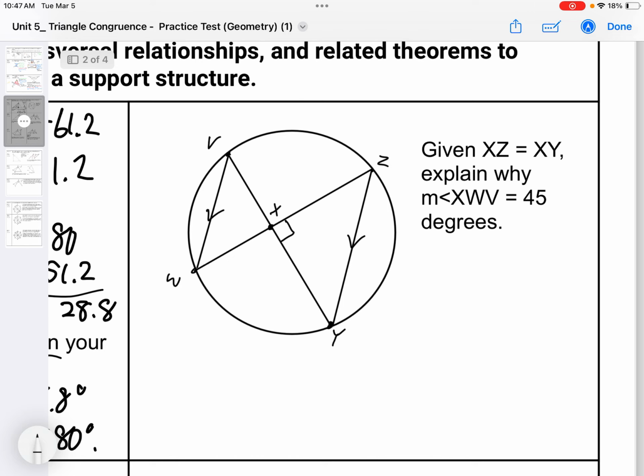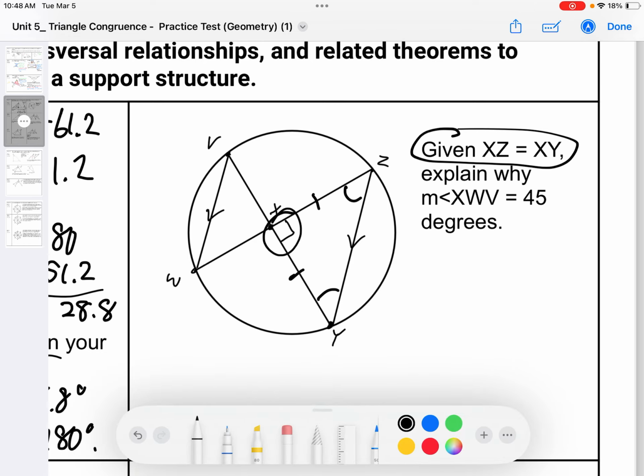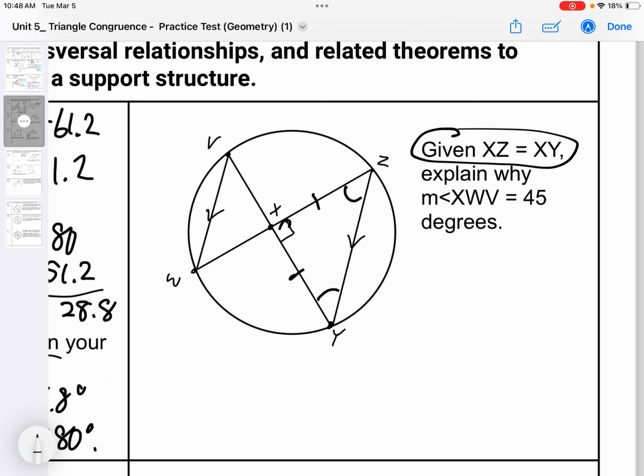Given XZ is equal to XY, meaning that these two pieces are congruent, first thing I do, given this, so mark it, XZ and XY are congruent. Oh, look, I have an isosceles triangle. So those two are congruent. Whenever I have an isosceles triangle, I can always find the other two pieces of it if I have one of them. So this is 90 degrees right there.